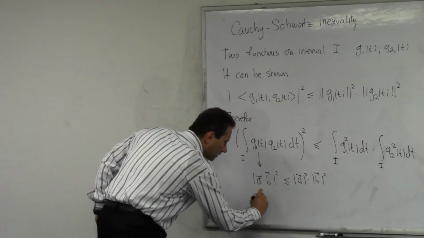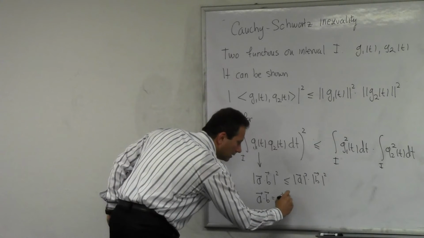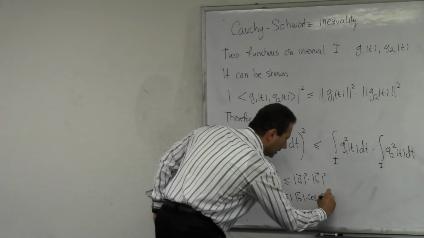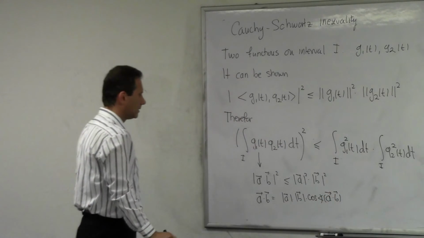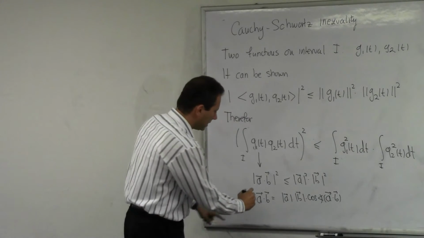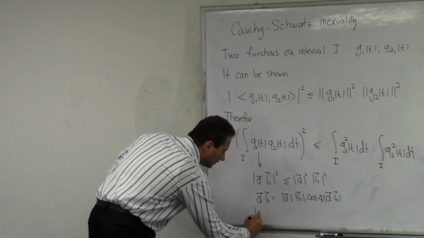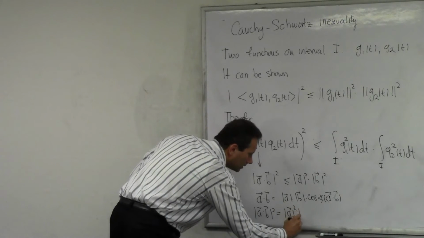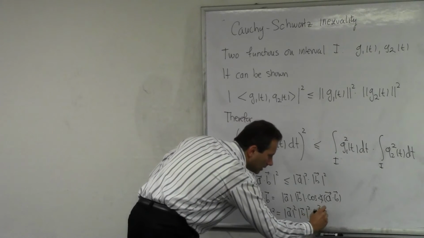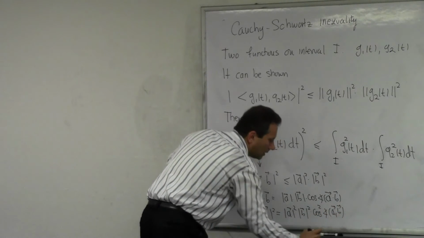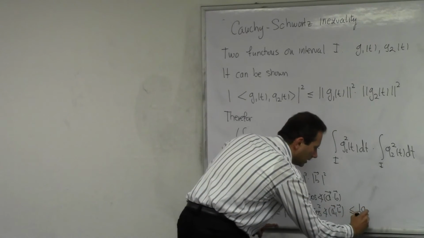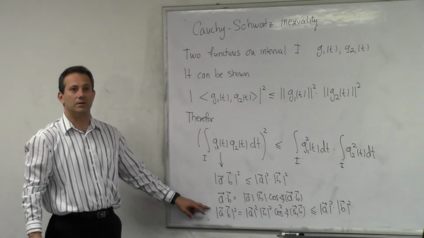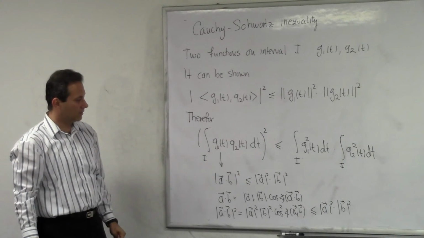Well, A dot B is the magnitude of A times the magnitude of B times the cosine of the angle between A and B, right? If I take the magnitude squared of both sides, then the magnitude of A dot B squared is equal to the magnitude of A squared, magnitude of B squared, times cosine squared of the angle between A and B. And this is always smaller than or equal to the magnitude of A squared times the magnitude of B squared. That's our inequality, and that's what this complicated inequality states.